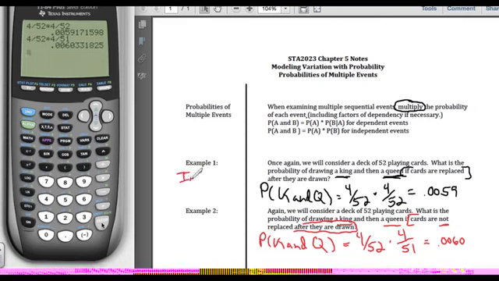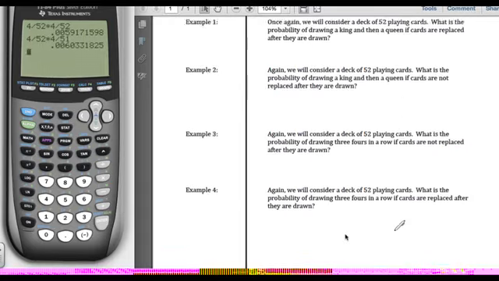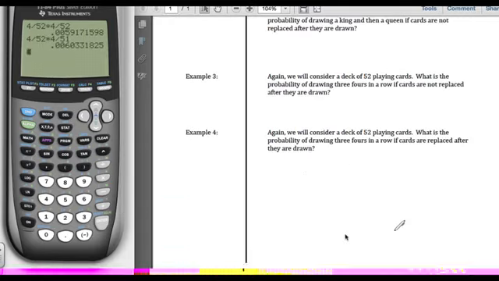Example 1, we have independent events. King did not affect the queen, whereas in example 2, we have dependent events. The king, because it wasn't replaced, changed the probability of a queen from 4 out of 52 to 4 out of 51. This applies to not just 2 events, but 3 events or 4 events or even farther out.